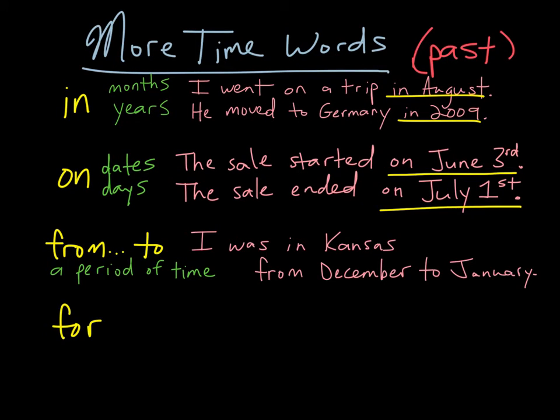We use from to talk about a period of time. For example, I was in Kansas from December to January. From December to January. Or it could be from Monday to Thursday, or from 1996 to 2004, etc. And last, we have for.